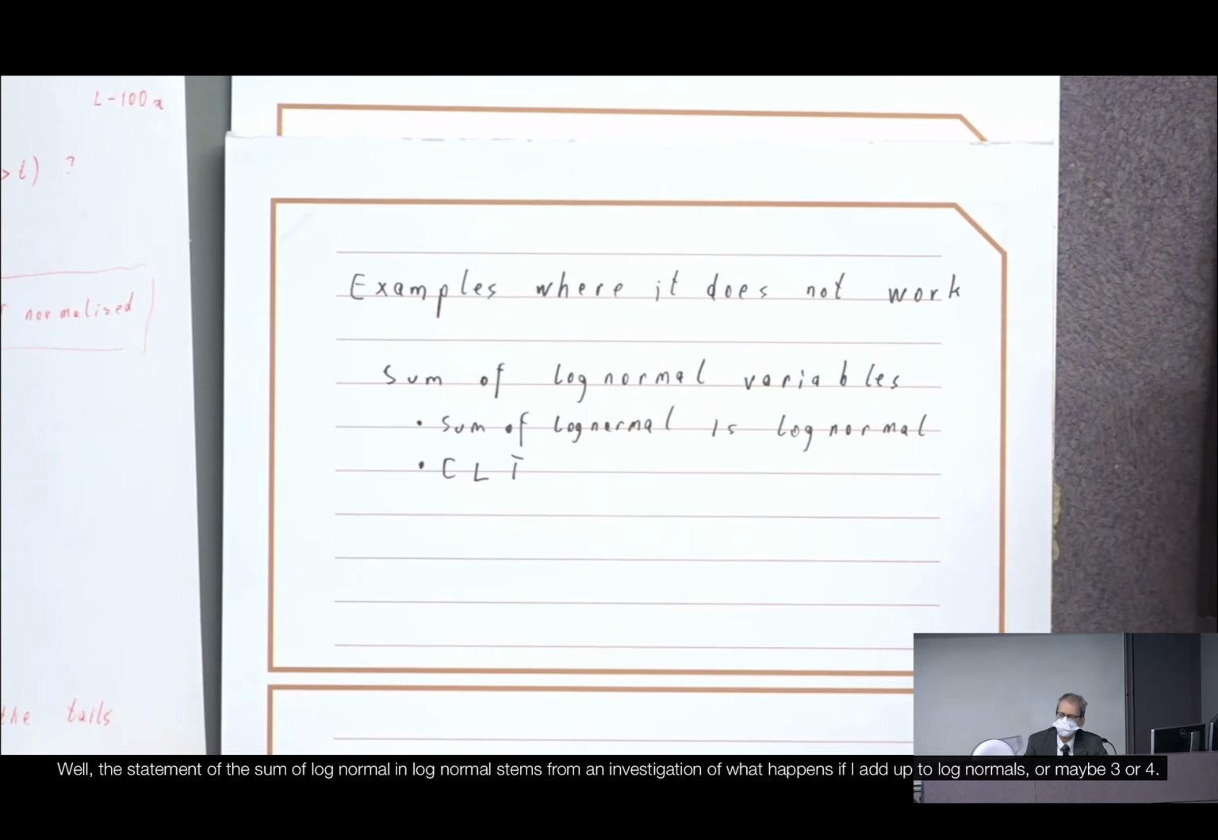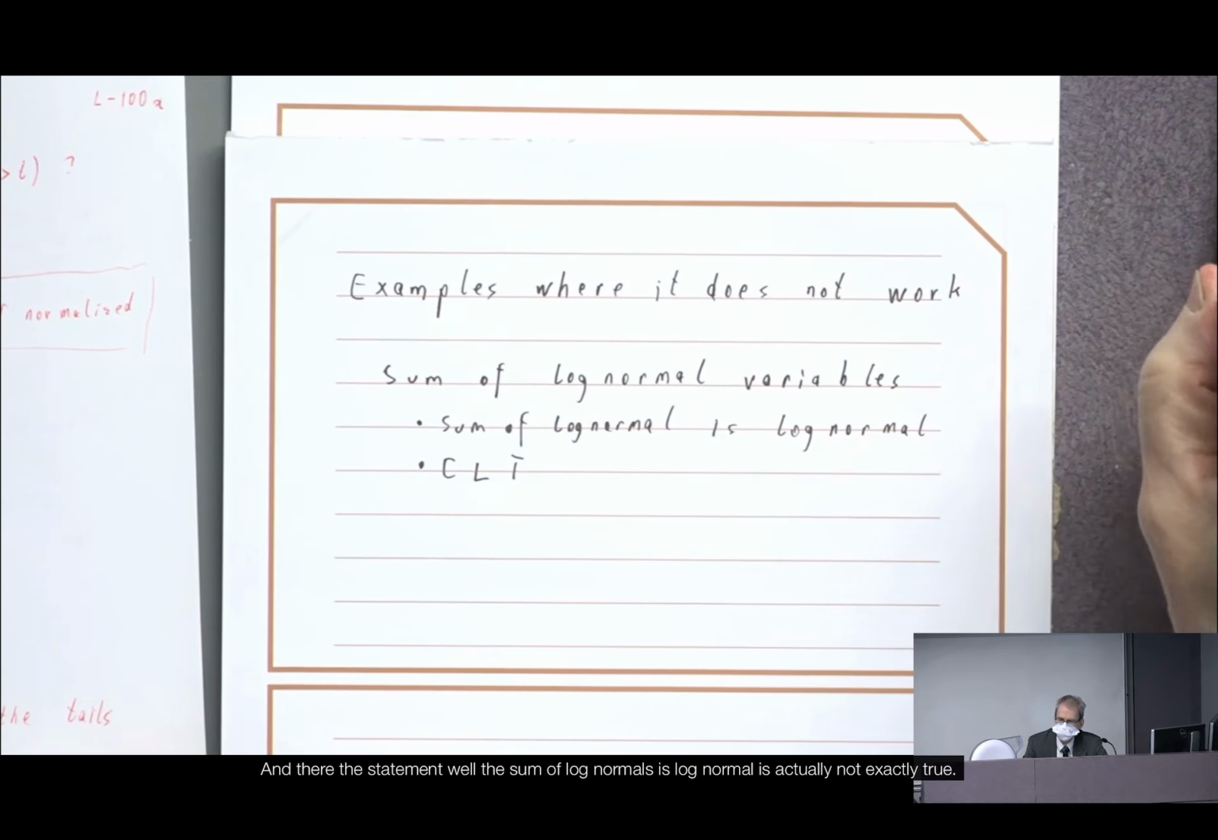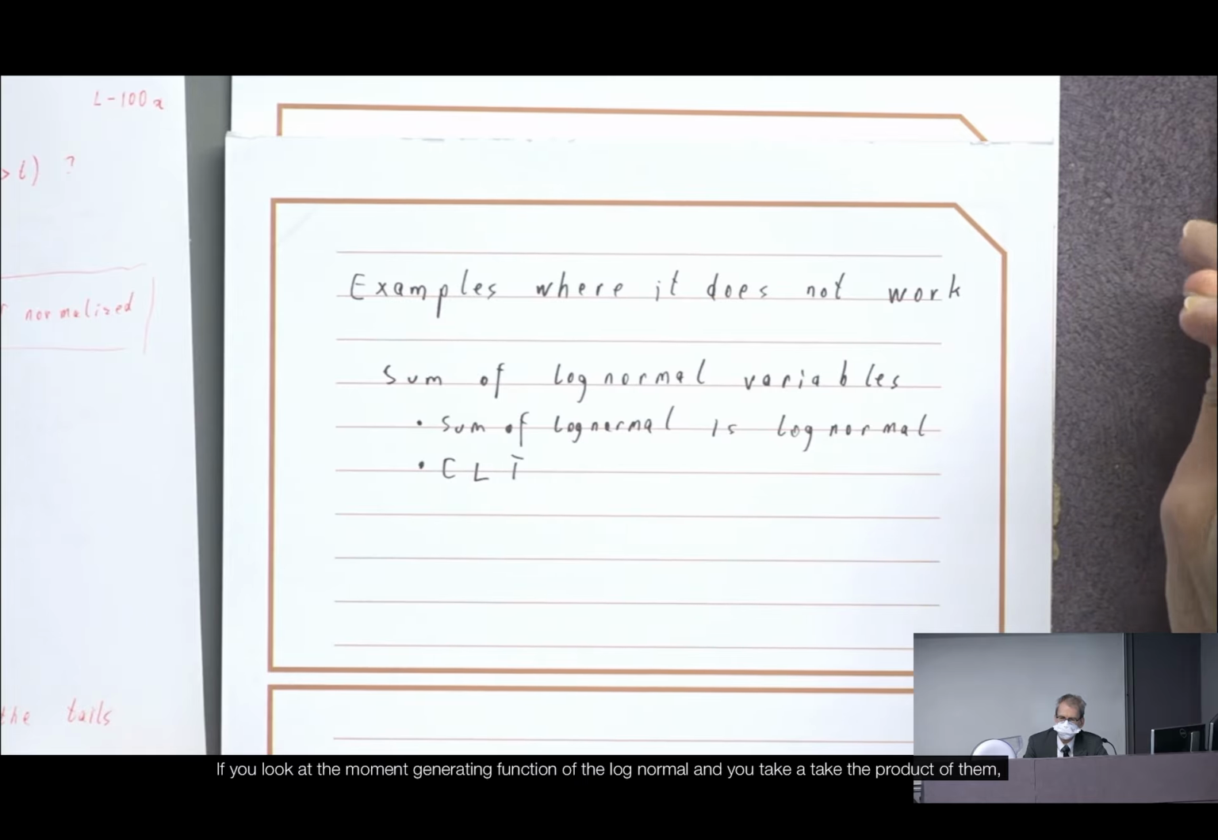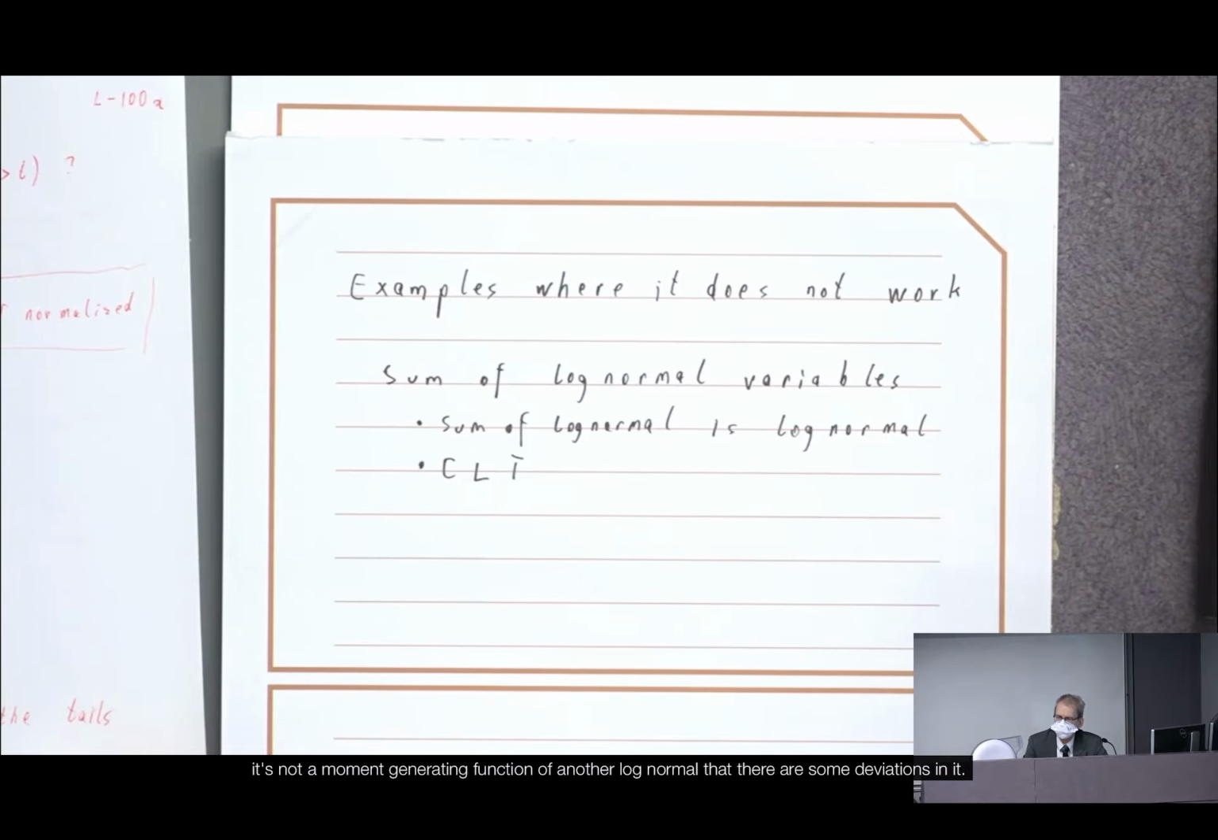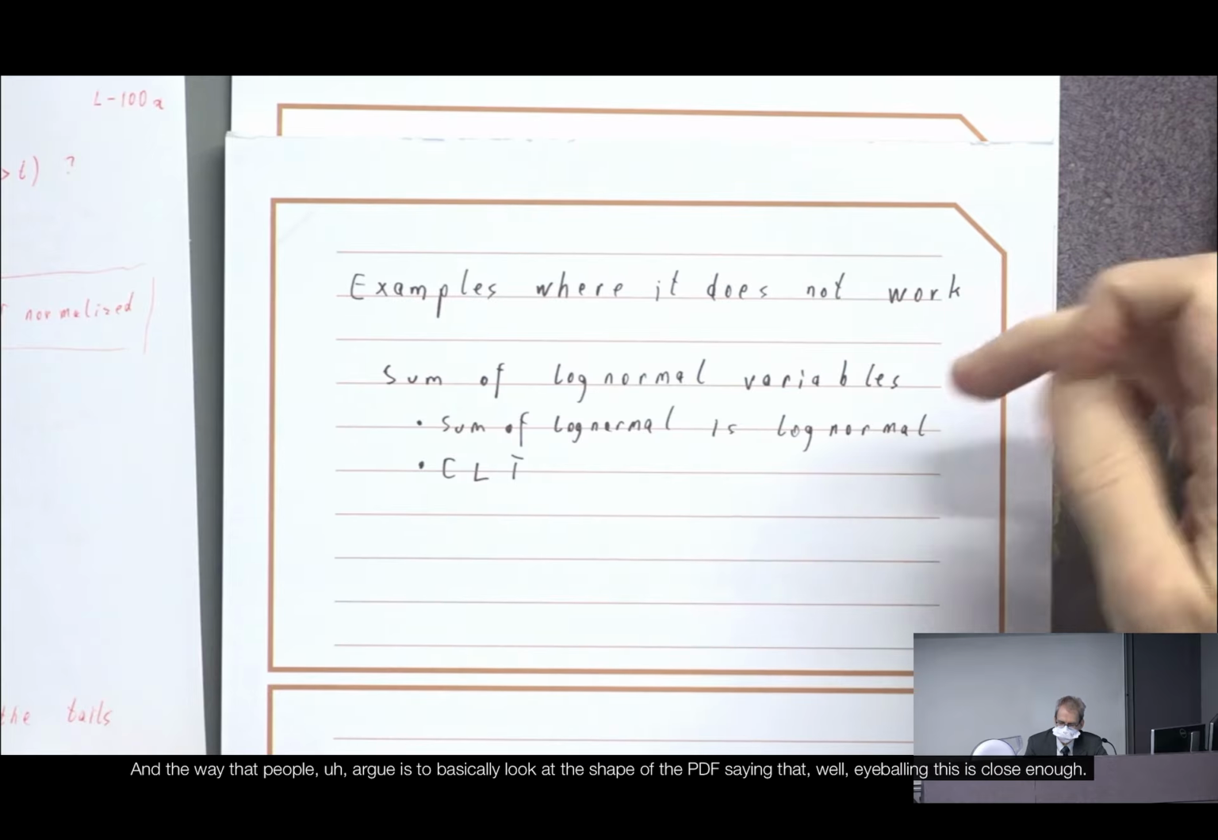Well, the statement that the sum of log normals is log normal stems from an investigation of what happens if I add up 2 log normals, or maybe 3 or 4. And there, the statement is actually not exactly true. If you look at the moment-generating function of the log normals and you take a product of them, it's not the moment-generating function of another log normal. Right? There are some deviations in it.